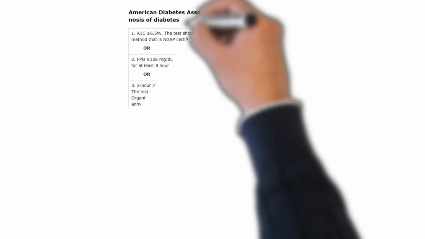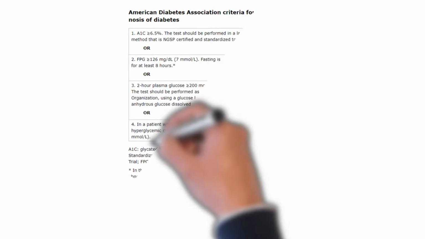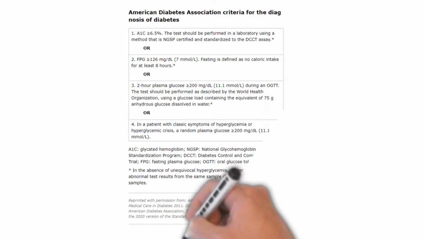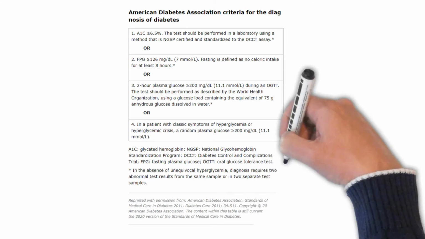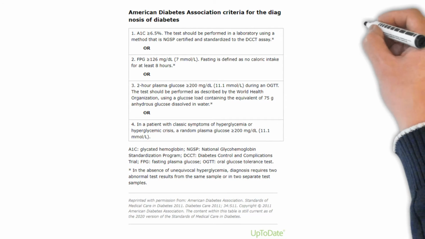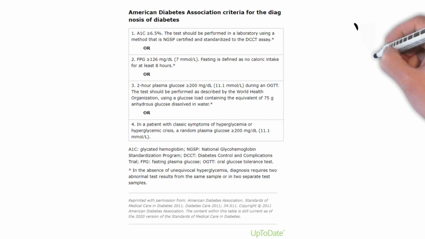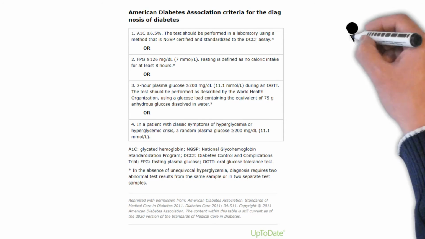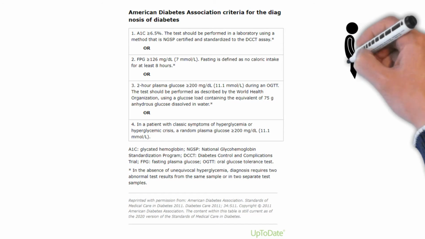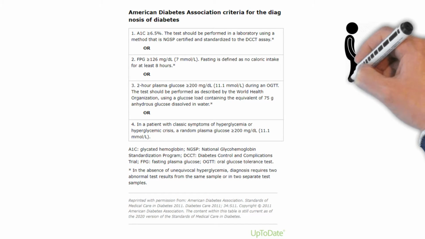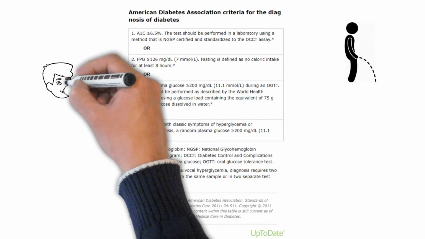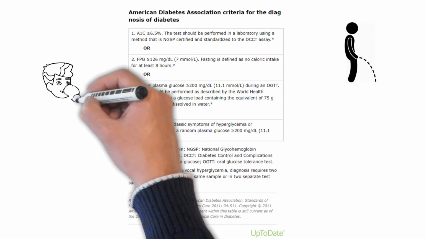American Diabetes Association criteria for diagnosis of diabetes are as follows. For fasting blood glucose, it should be equal to or exceeding 126 mg per deciliter, and the fasting should be no calorie intake for at least 8 hours. For HbA1c, it should be equal to or more than 6.5, and for the oral glucose tolerance test, it should exceed or equal 200 mg per deciliter at the 2-hour plasma glucose value.